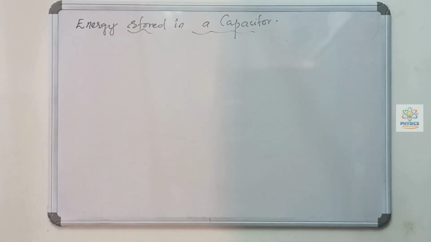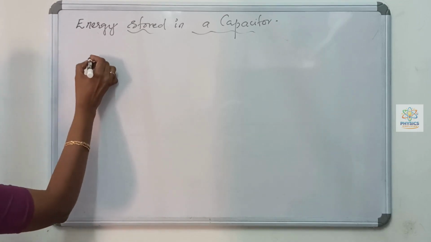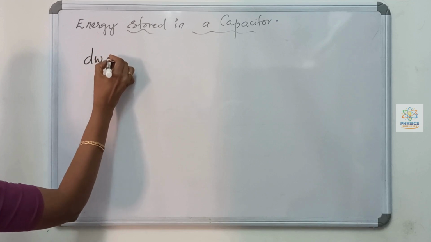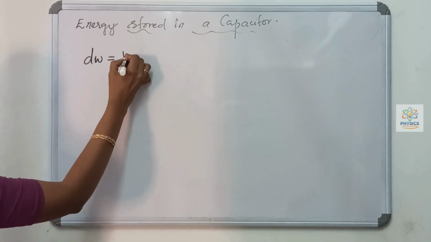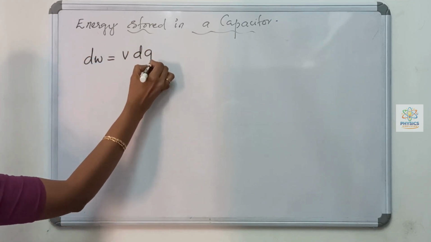Energy stored in a capacitor. The energy of a capacitor is always equal to the work done in charging the capacitor. So if we charge the capacitor by a small instant dq, then the work done can be written as dw is equal to v into dq.